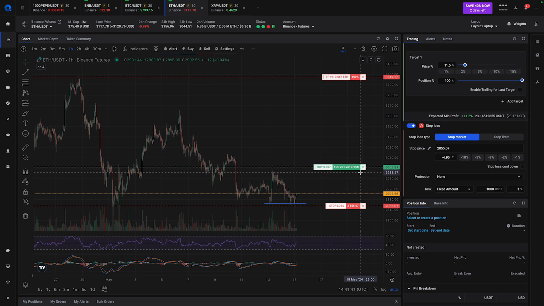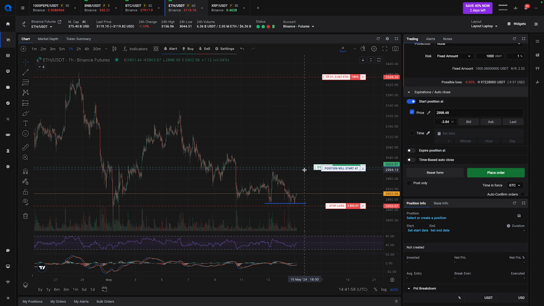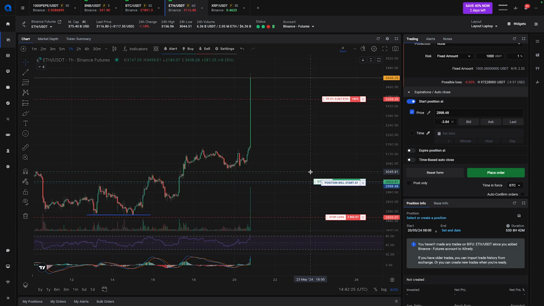and the size will automatically be adjusted. Then we enable the start position at to make sure that we don't start this position right now, but only if this price is reached. So I can set this up in advance, go away and see how my position played out. And as you can see, this was a profitable position.